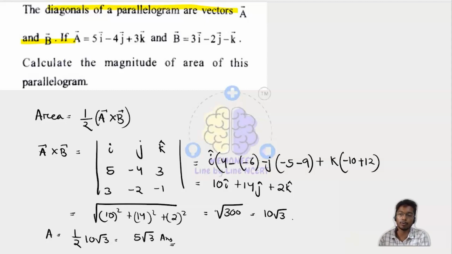I hope you all understood this chapter. So try to solve the questions related to this chapter.